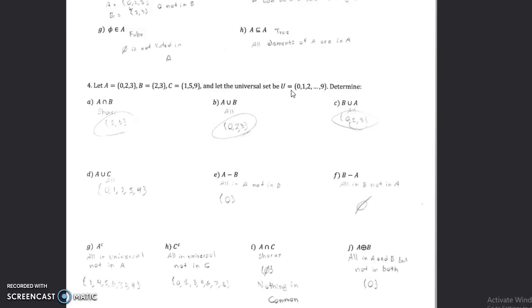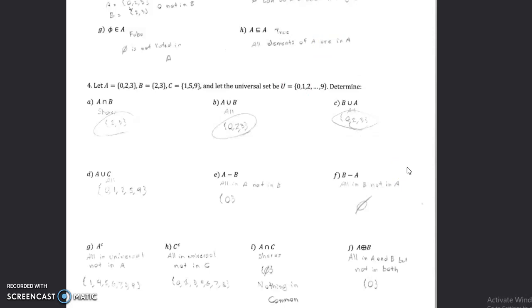For I, we're asking for the intersect between A and C. You can see that there are no intersecting elements in either set, so we say they have nothing in common. It's a null set.